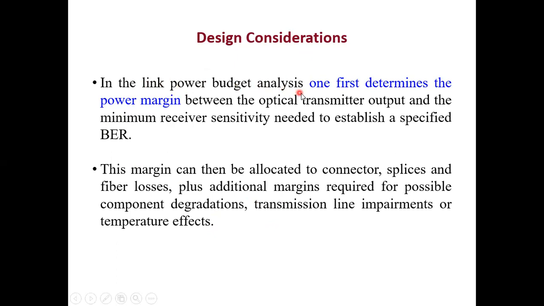So in the link power budget analysis, one first determines the power margin between the optical transmitter and the minimum receiver sensitivity needed to establish a specific bit rate. So that power margin, I can allocate to connectors, splices, fiber loss, plus additional margin required for possible component degradation, some impairment in the transmission line, and the temperature effects.